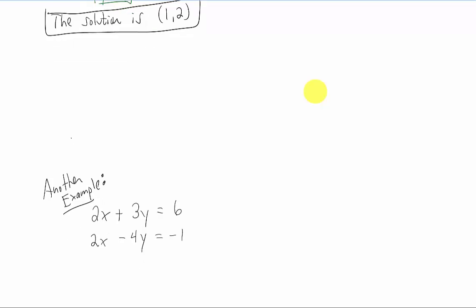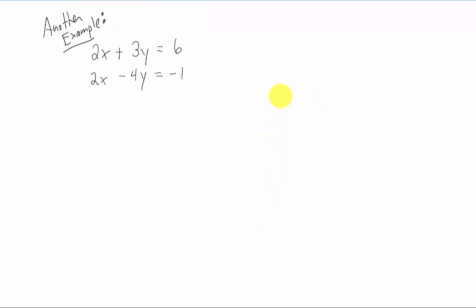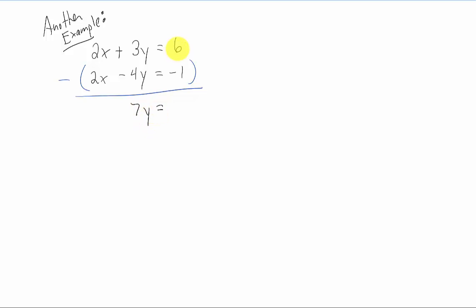Let's look at the same second example we had in the last video. In the last video, we did quite a bit of algebra to solve this system. But if we're clever here, we'll notice that if we just subtract these two equations, remember we're allowed to add or subtract equations, that the x terms will be automatically eliminated. 2x minus 2x is 0. 3y minus negative 4y is positive 7y. And 6 minus negative 1 is 7.